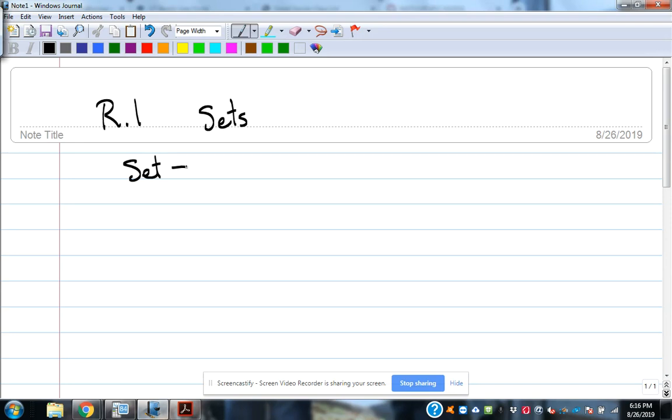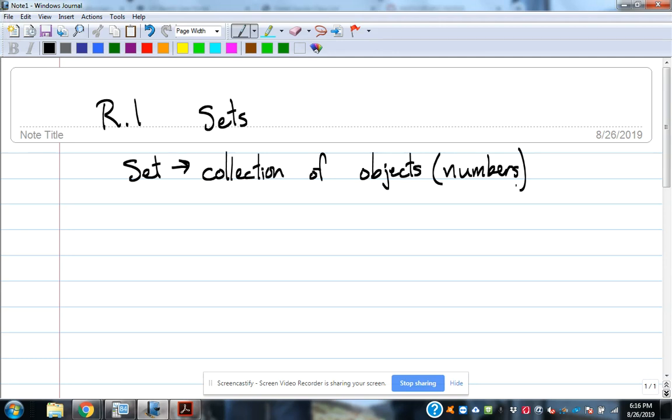All right. So what's a set? A set is just a collection of objects. In our case, it's normally numbers because we're in a math class. Right? So a set is a collection of objects. In our case, we're talking about sets of numbers.